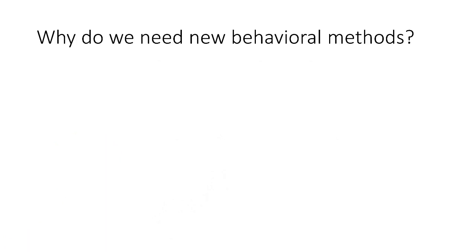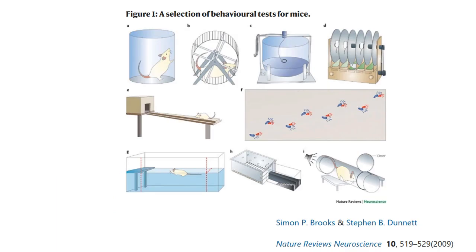So let's start with the obvious question. Why do we need new behavioral methods? People have been studying rodent behavior for decades. Haven't we figured out the best ways to study it? This is a slide from a review from Brooks and Dunnett showing the diversity of behavioral tests for studying neurodegeneration in mice. Similar slides have been created for many other fields in neuroscience. But despite the number of tests that have been developed, there are still many things we can improve.